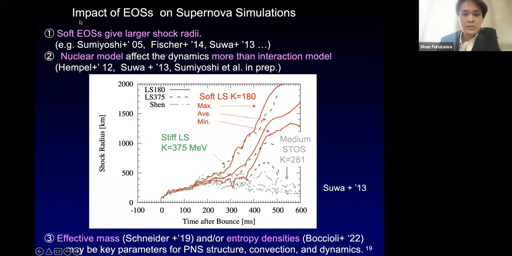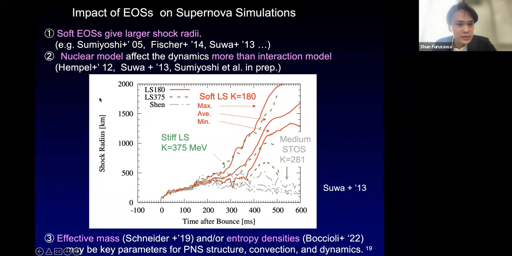So very roughly speaking, soft EOS is better for successful supernova explosion or shock revival. And some other works show that the nuclear model is also influential on the result of shock wave. This is a figure from Suwa.